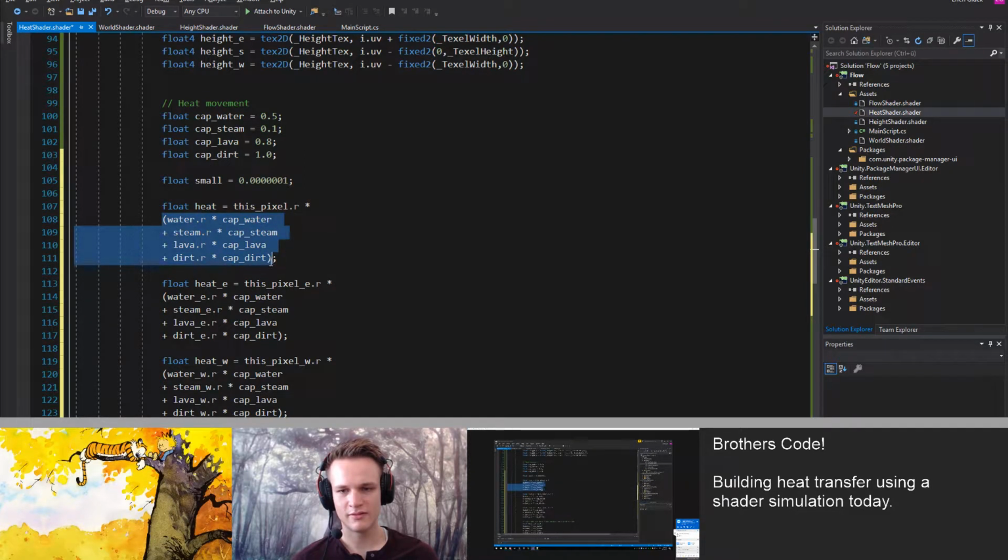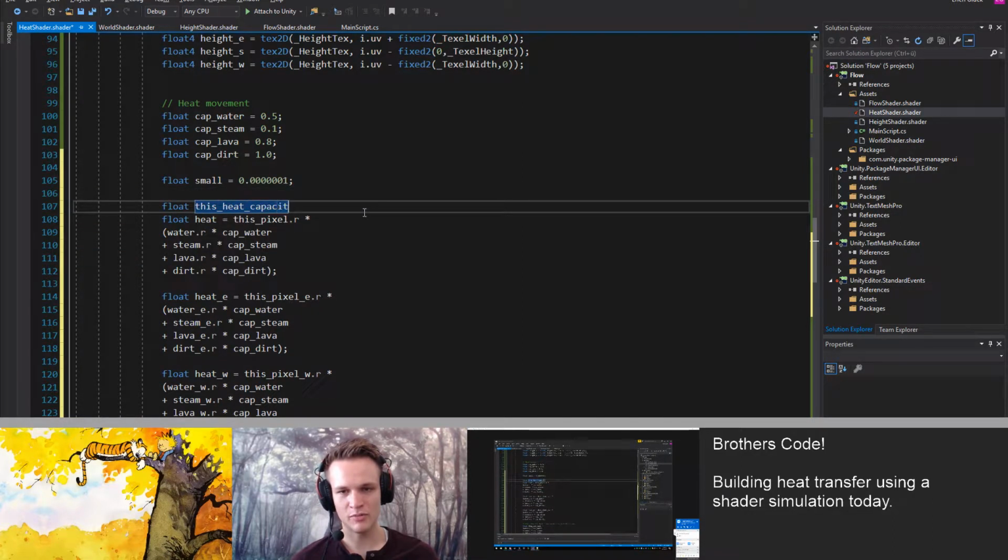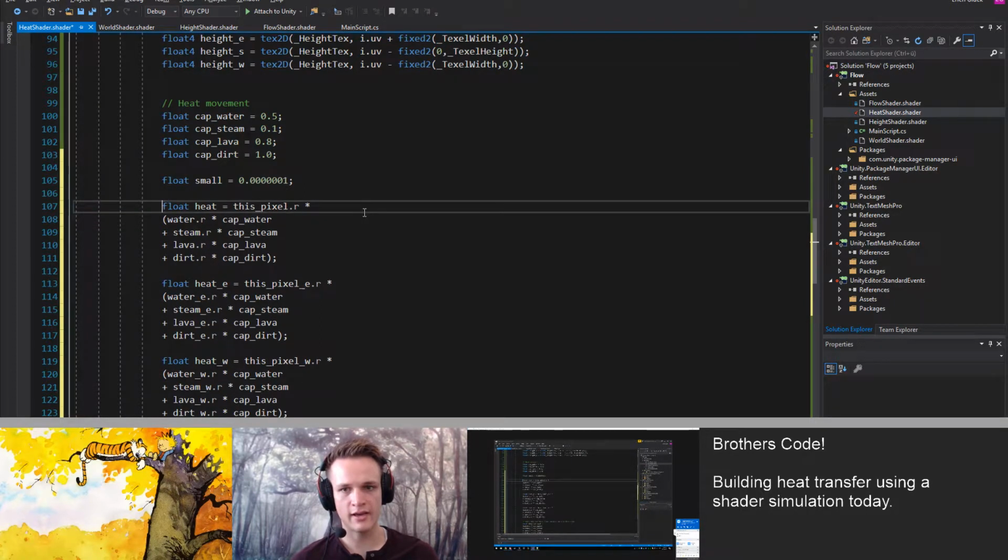This one, that one, which is the amount times capacity. Wait, I see a problem. Heat capacity. We need heat, or we need the amounts before and after flow. Right? Because you need the amount of heat before flow, and then you need the amount of capacity after flow. Is this right? Yes, because otherwise this calculation doesn't work.